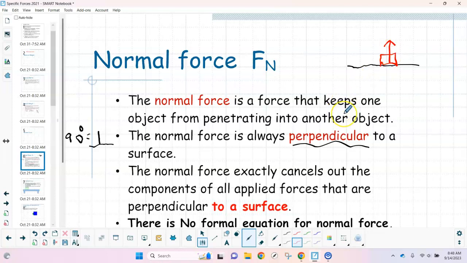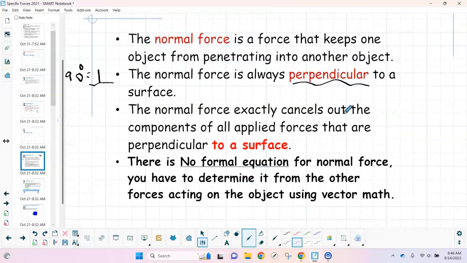Okay. There is no formal equation to calculate normal force. In the gravity equation, it was Fg equals mg. With normal force, you have to figure it out using vector math and understanding the other forces that are acting. The normal force balances the forces in the direction of the normal force, so that there is no acceleration in that direction. We'll see this in the example I'm about to do.